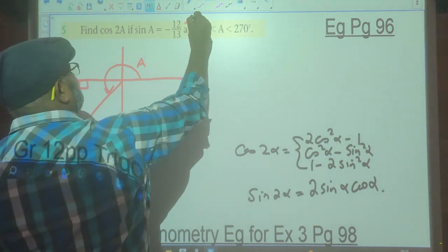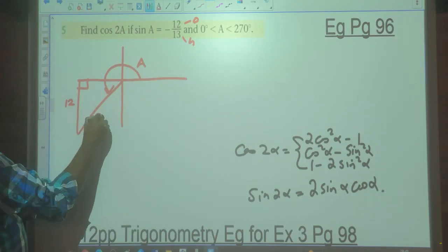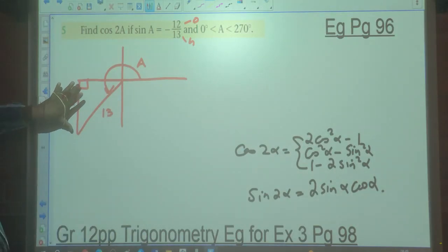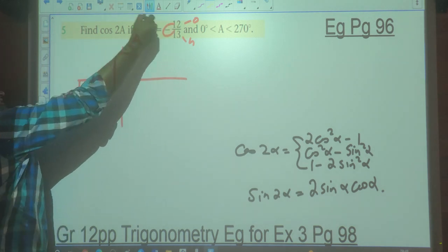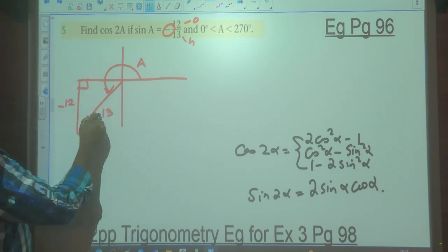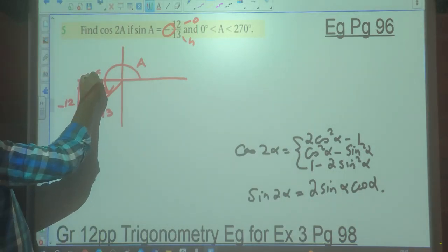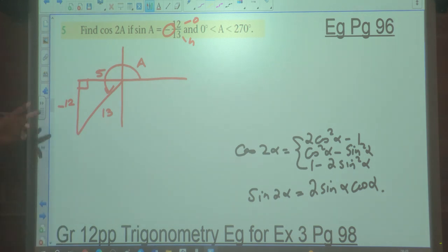What does sine stand for? Opposite over hypotenuse. That's my reference angle. Opposite is 12, hypotenuse is 13. This is on the positive or negative part of your y-axis? Negative. Hence that negative there. Remember, hypotenuse is never negative. So how do I get the adjacent? Pythagoras. 13 squared minus, in brackets, negative 12 squared will give you 25. The root of that is 5. But you say, hang on, this is on the negative part of your x-axis. So it will be negative 5.